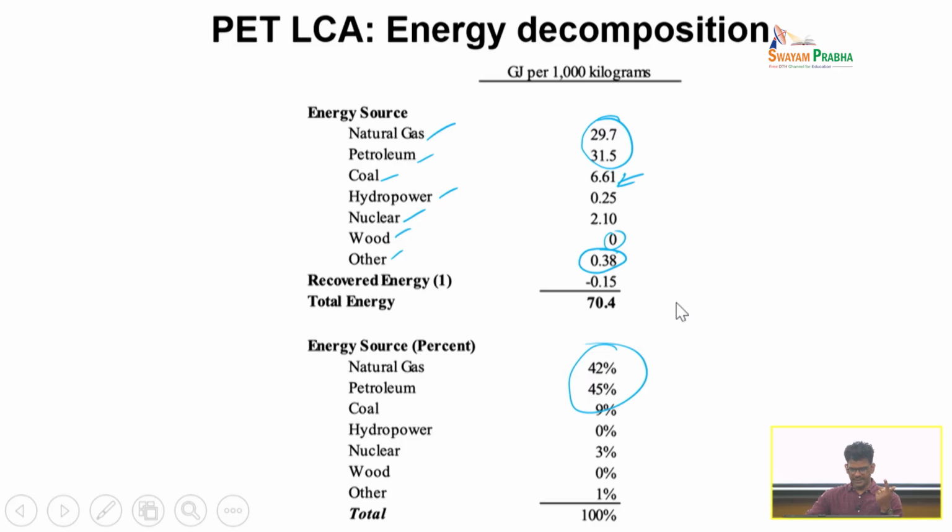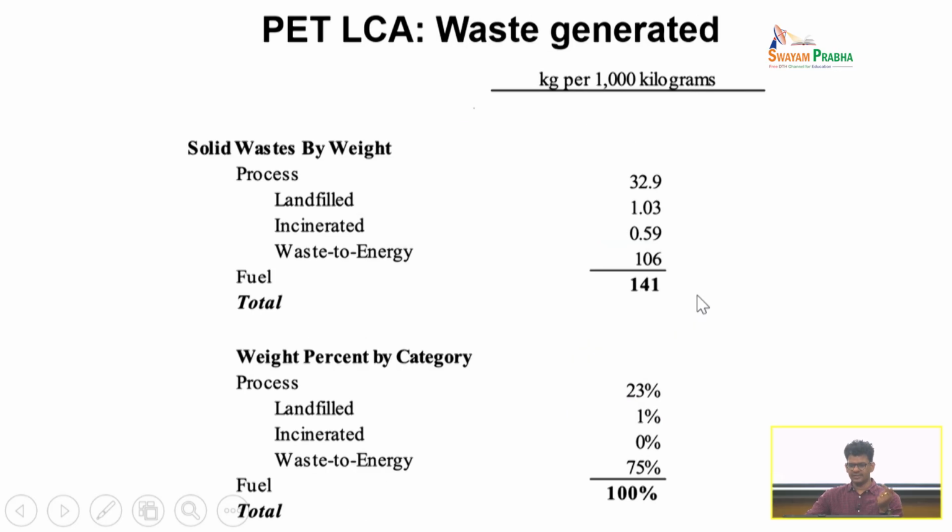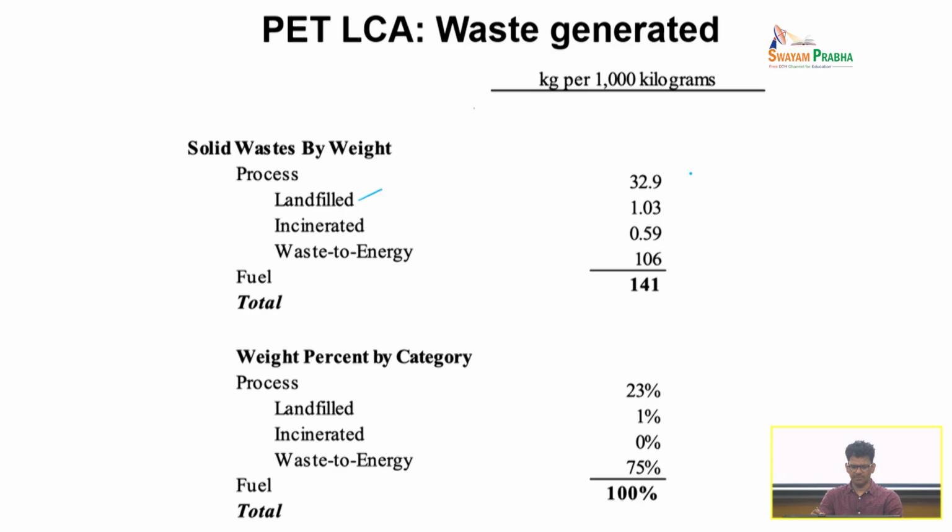So we have dealt with the energy requirement for PET resin. The next thing is waste generated. Remember, this waste is not the waste generated because of the resin itself, but because to make the resin you are using materials and some material is going to be wasted. It is not about the plastic waste, it is about the waste created to manufacture the resin. Here, per 1000 kilograms of PET, about 33 kilograms of solid waste is landfilled.